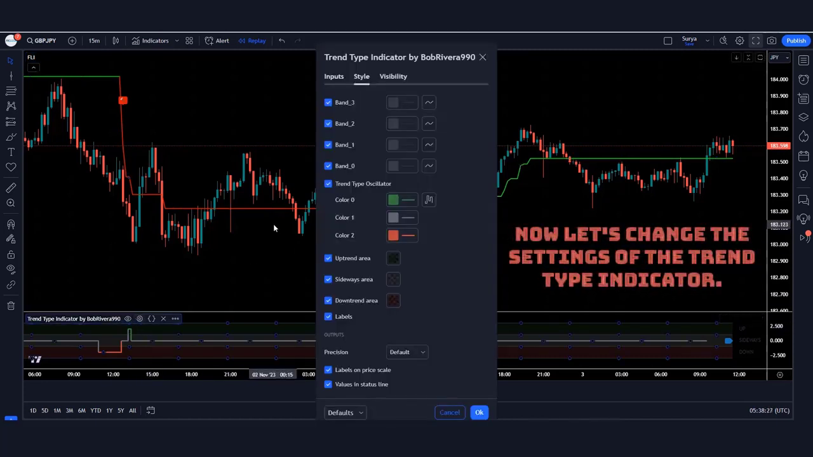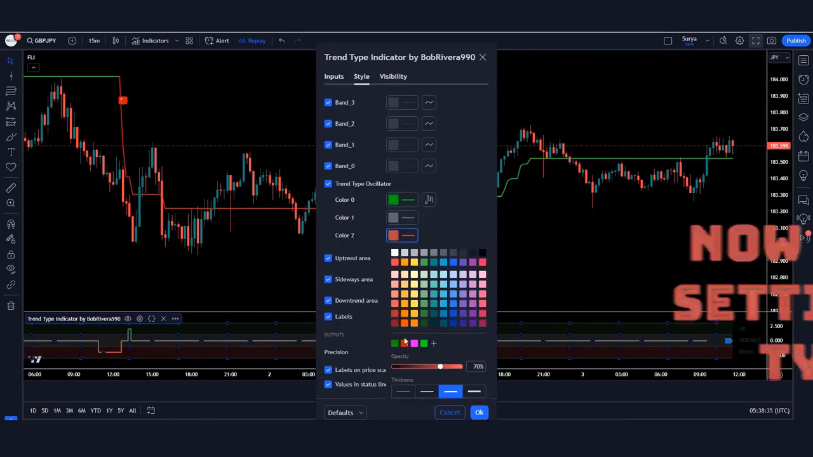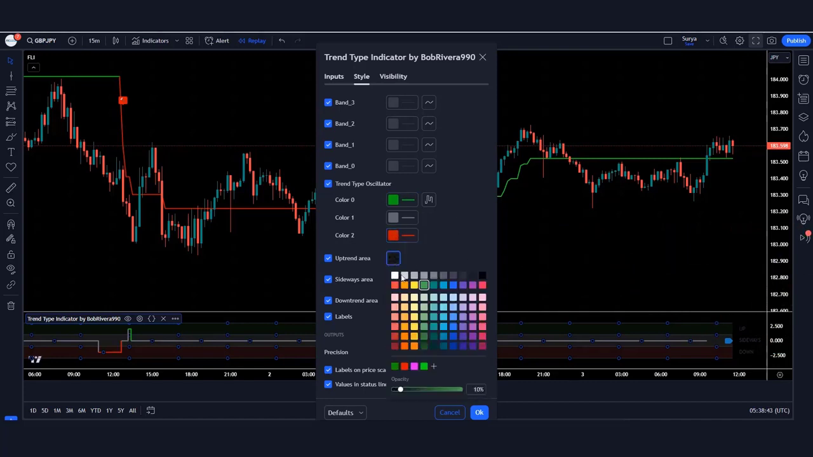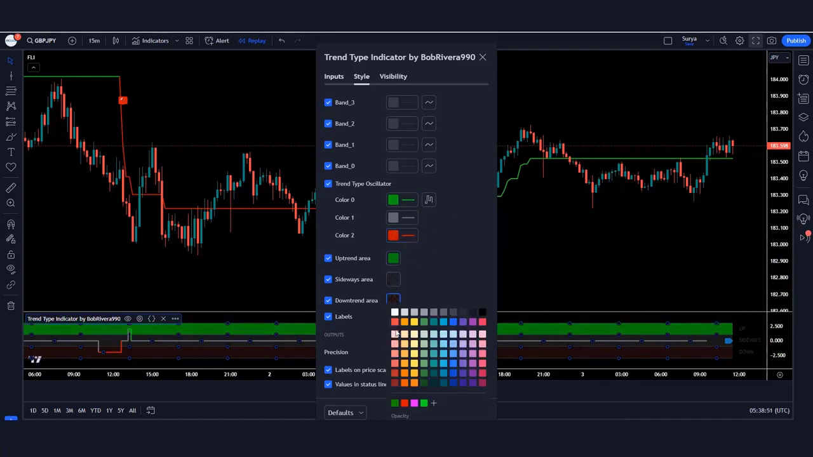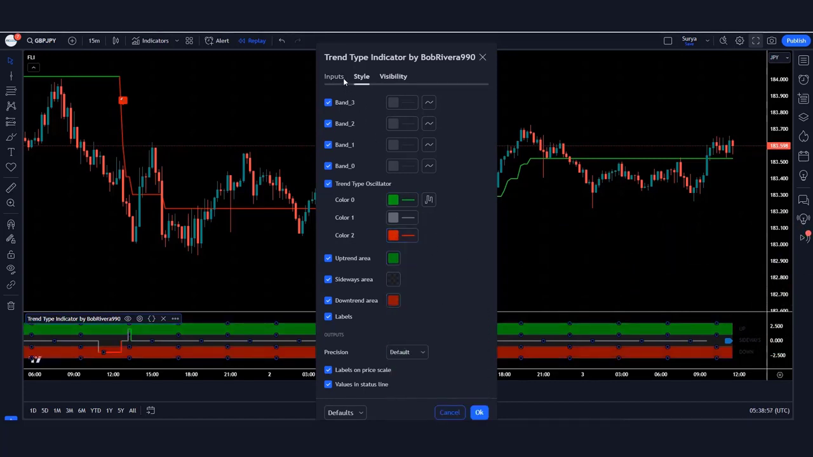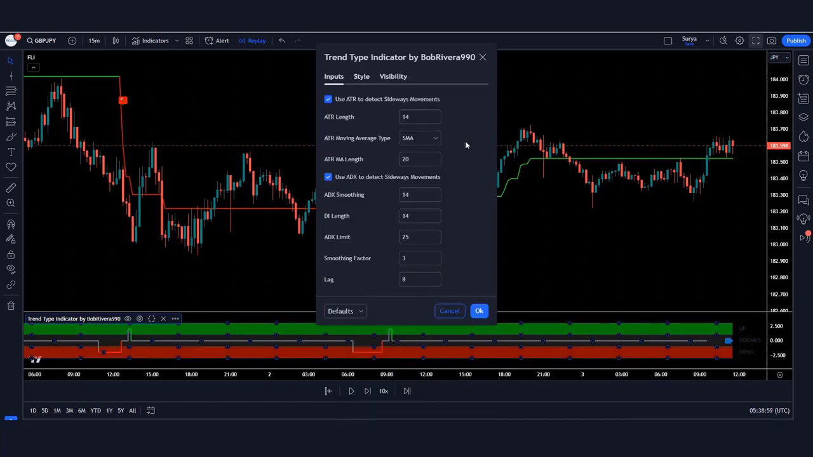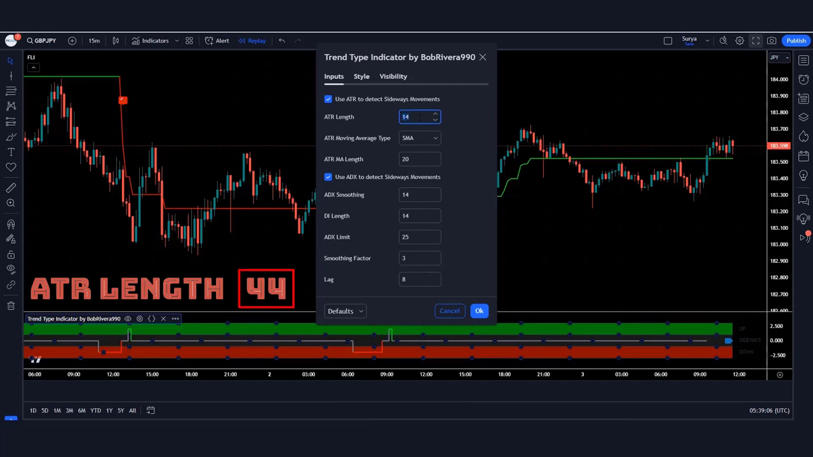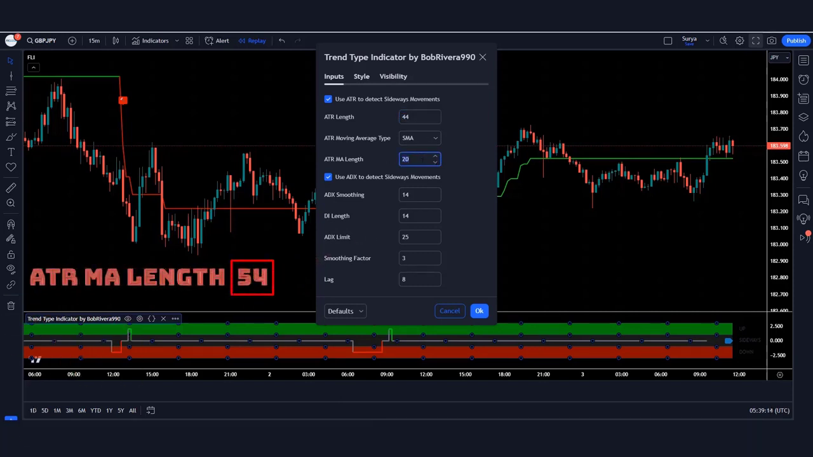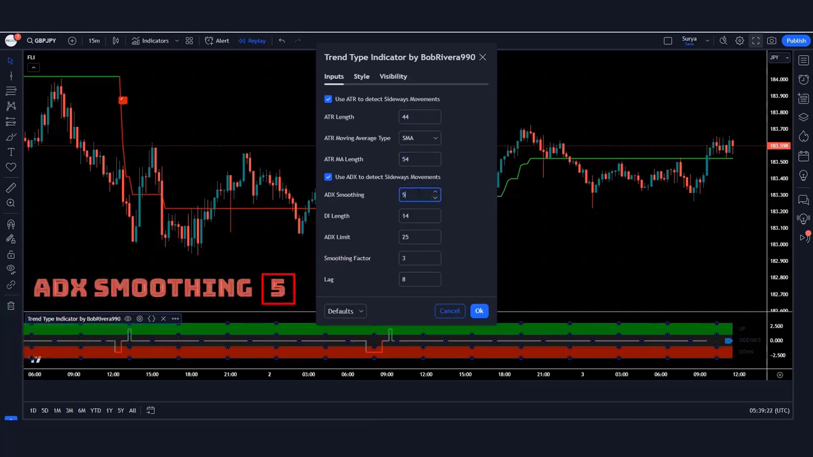Now let's change the settings of the trend type indicator. Now let's click on the inputs here. ATR length has to be changed to 44 instead of 14. And ATR MA length has to be changed to 54 instead of 20. ADX smoothing is to be 5 instead of 14. And DI length has to be changed to 2 instead of 14. This setting has to be saved.